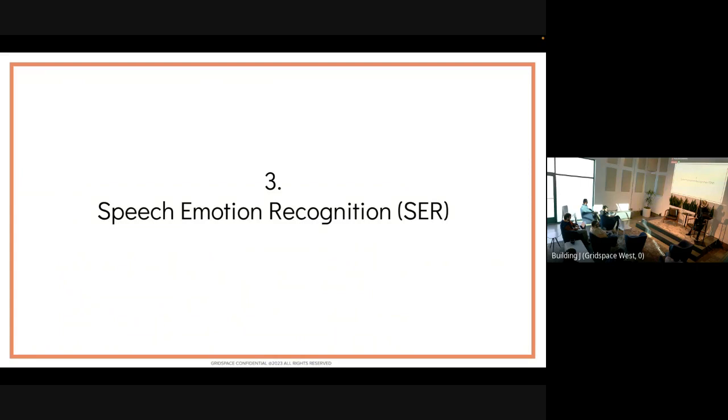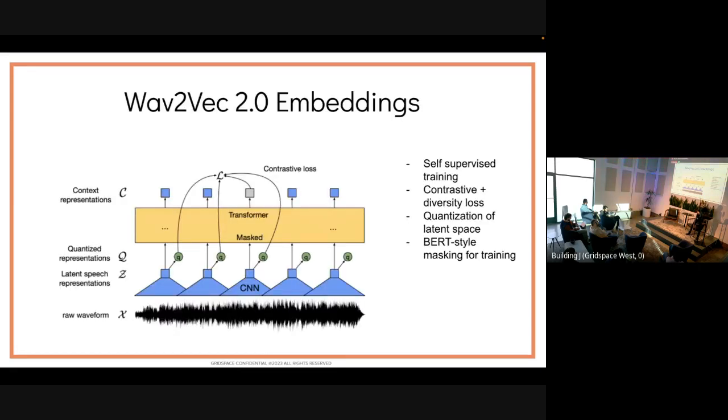Cool. So having looked a bit at what features in speech can tell us things, we now want to train something to actually recognize that. A very often used model is wave-to-vec. The idea here is that we want to take a speech waveform and learn some feature representation of that waveform, such that we can then extract information from that.